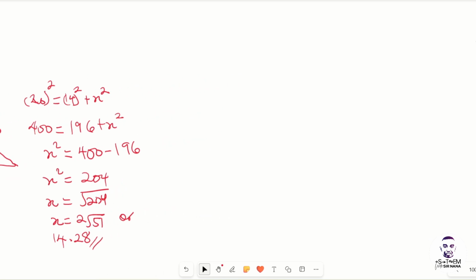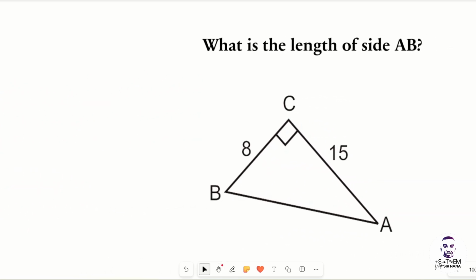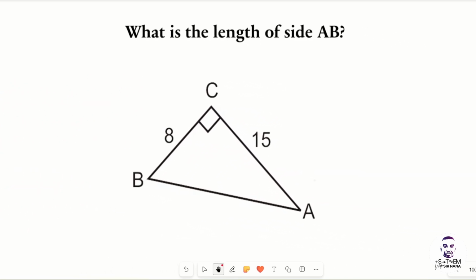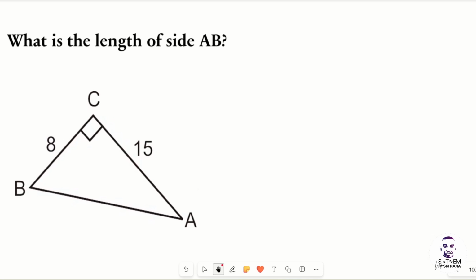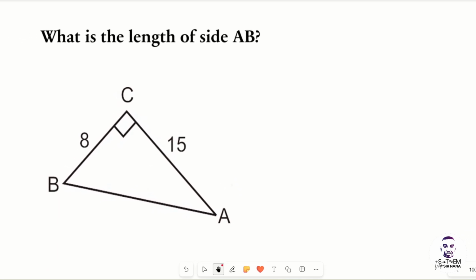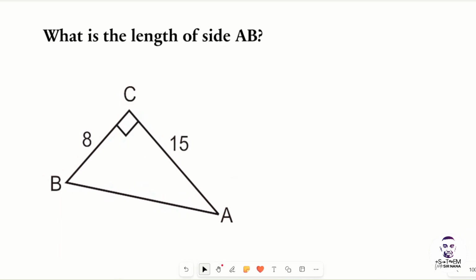Now let's consider another question. This question is asking us to find the length of the side AB, right? So we are finding the length of the side AB. In this question, we realize that we have our 8 and we have our 15. When we look at where the 90-degree angle is, we can redraw it, and then we have a 90-degree angle here.